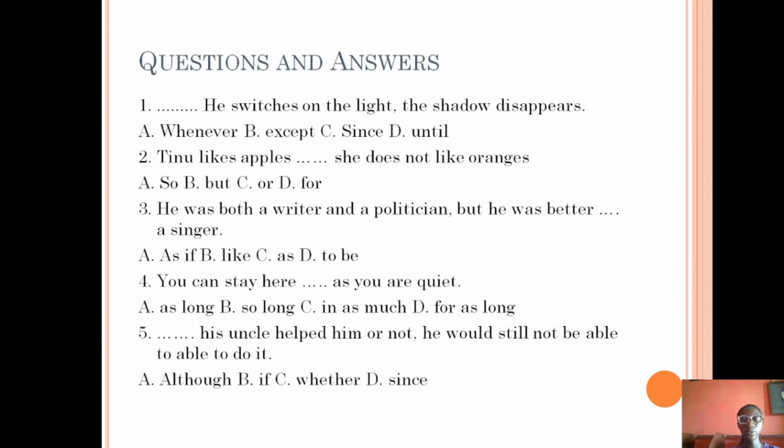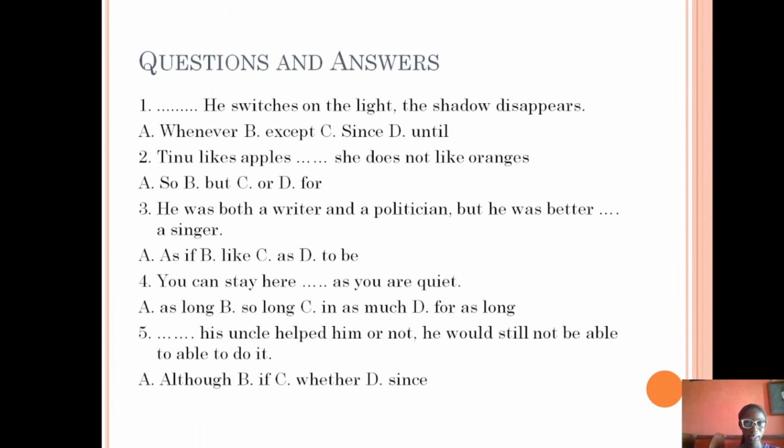Question 2. Tinu likes apples. Dash, she does not like oranges. Now, you must note that when we're dealing with but, it is usually for negative. So when we want to introduce negative into a sentence. Now let's look at this. Tinu likes apples, but she does not like oranges. So we're using the conjunction but to introduce a negative.